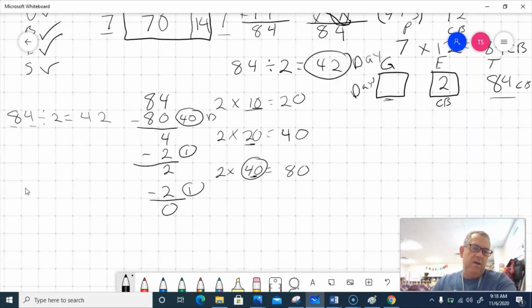If it's an odd number in the ones place, we could not divide it by 2. We figured that out when we were talking about our divisibility rules for 2. So that's another way to figure out what 84 divided by 2 is. So it's going to take 42 days to sell all those candy bars.